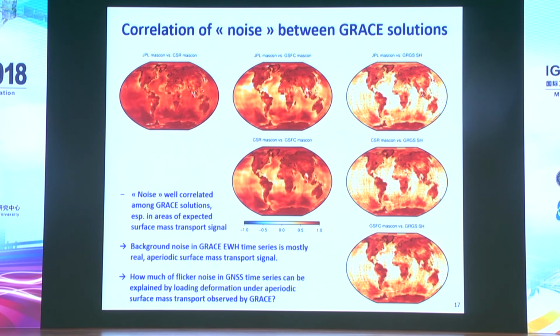So given the geographical distribution of the noise and the high level of correlation of the noise between different GRACE solutions, it seems quite clear that the background noise in GRACE EWH time series is actually mostly real aperiodic surface mass transport signal. So next question is how much of the flicker noise in GNSS time series can be explained by loading deformation under this aperiodic surface mass transport signal observed by GRACE.